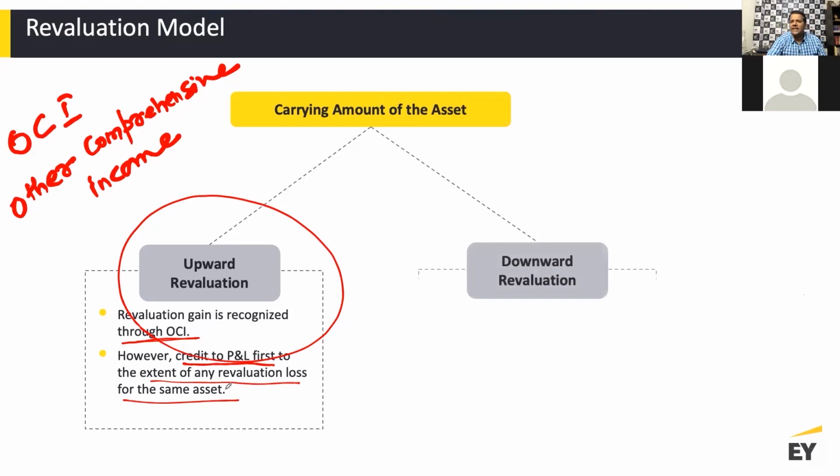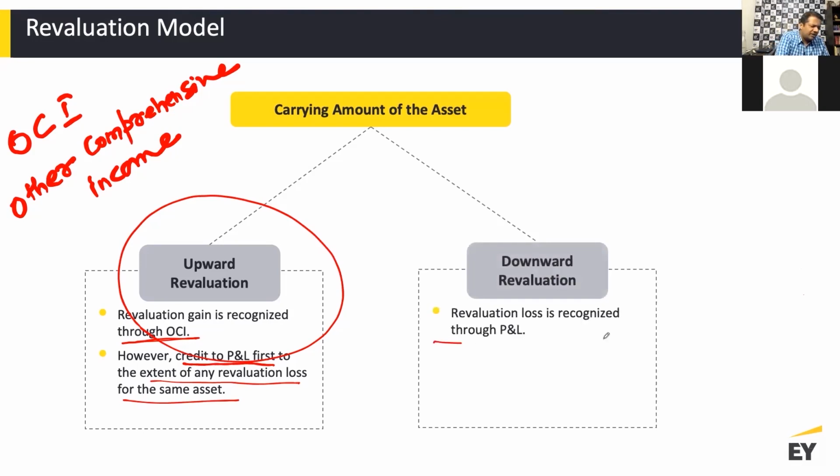Now, when you look at a downward revaluation, it's very simple. A downward revaluation is recognized through profit and loss account. It doesn't go through OCI. If there is an upward revaluation, then it goes through other comprehensive income. But if there's a downward revaluation, then it goes through profit and loss account. And that is again one of the reasons we don't see a lot of companies using this method, because there is no upside in your P&L. There is only downside in the P&L.